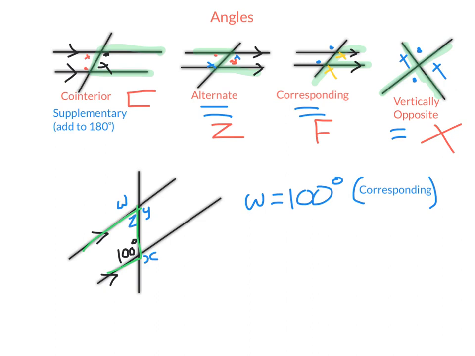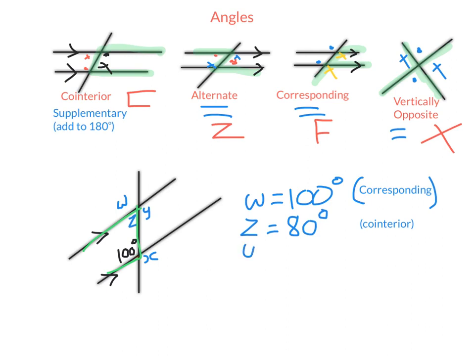Let's now look at Z. Z and this angle here make a C shape. It's kind of a back to front C, but that's okay for co-interior angles. So Z and 100 are co-interior. Remember, co-interior angles add up to 180. They're not equal. So since this angle is 100, this would be 180 minus 100, which is 80 degrees. So Z is 80 degrees because it's co-interior to this 100-degree angle.